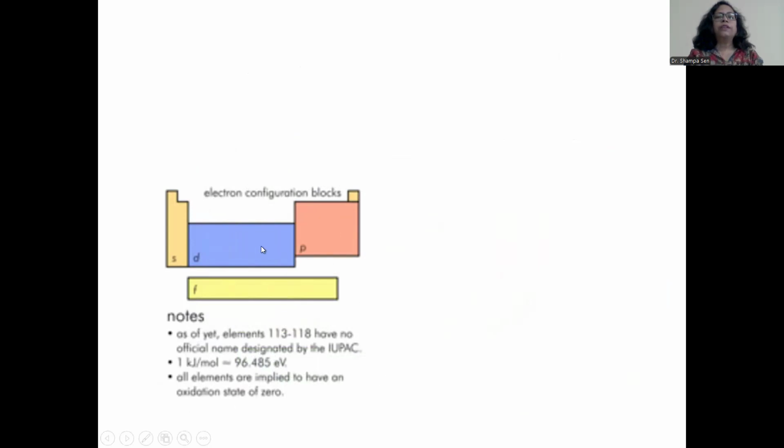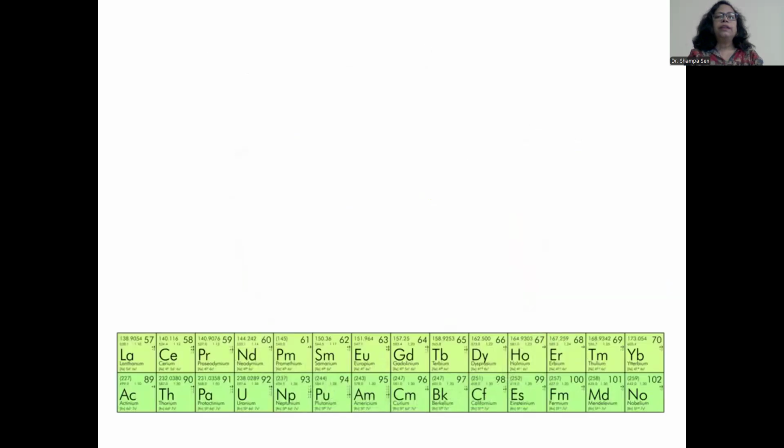Then these blocks. These blocks represent the outermost orbital of the element which contains electrons. So S block, D block, P block, F block. Then there is a separate table at the bottom of the periodic table. It contains two rows. The first row, the topmost one, contains the lanthanide elements, and the bottom one the actinides.